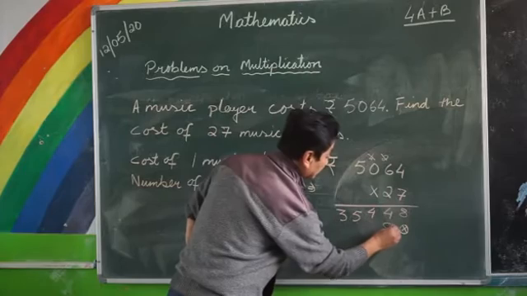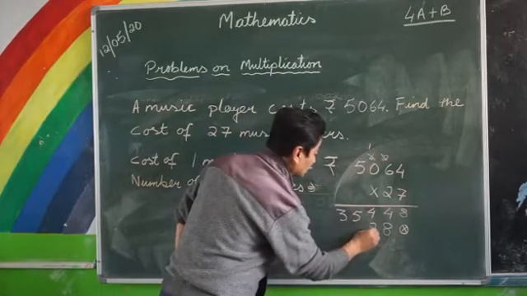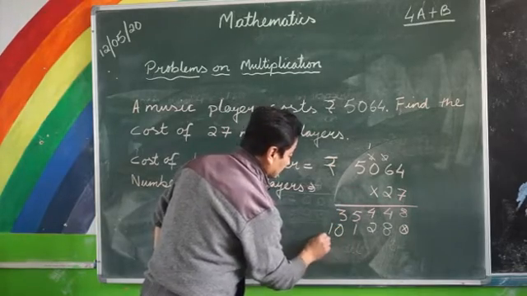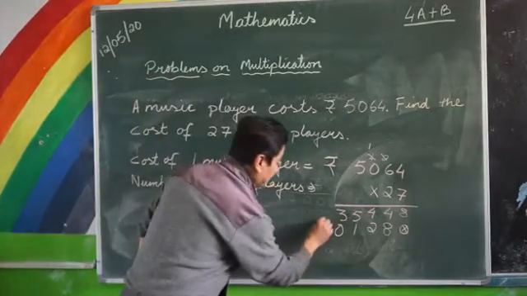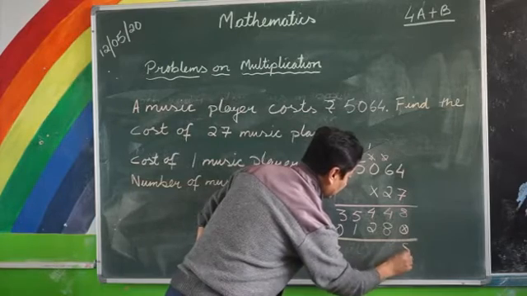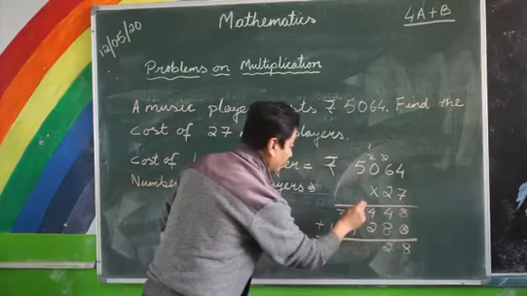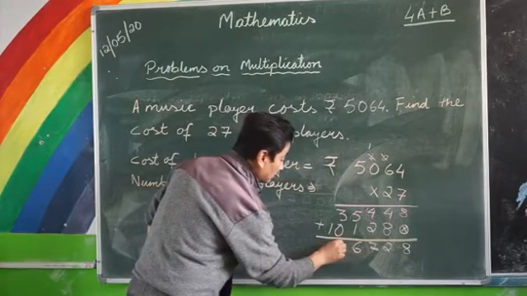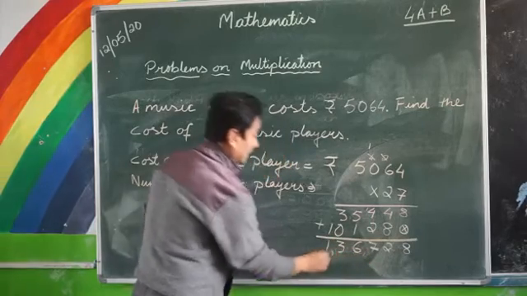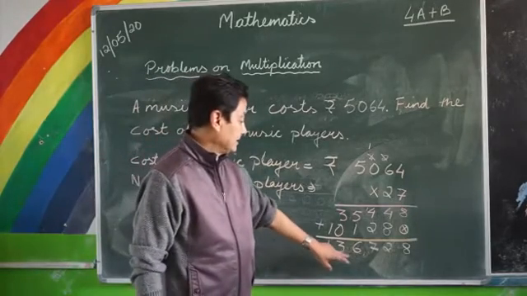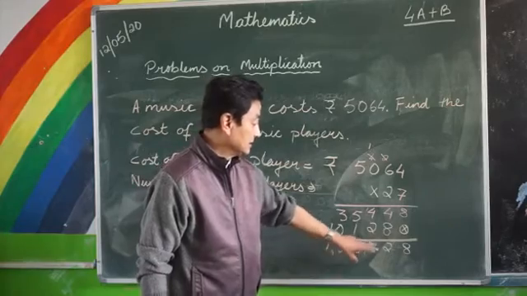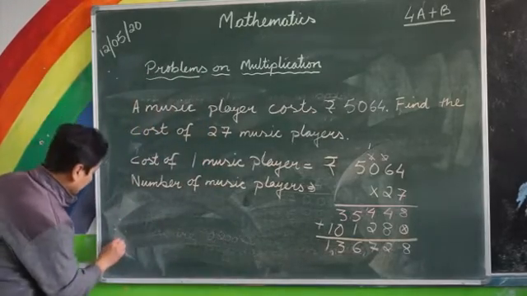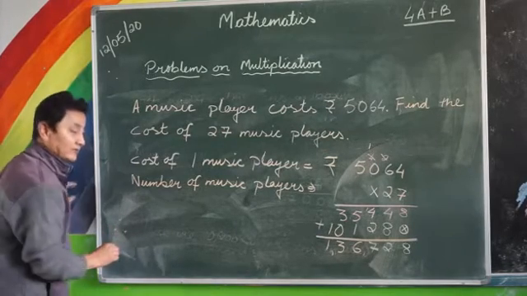2 fours are 8, 2 sixes are 12, 1, 2, 2 zeros are 0 plus 1, 1, very good. 2 fives are 10. So to find the answer, we must add. 8 plus 0, 8, 8 plus 4, 12, 1, 2, 4, 5, 6, 7, 5 plus 1, 6, 3 plus 0, 3, and 1. So the answer we've got is 1,36,728. Our answer is not complete. Now we have to write it in a statement. Therefore, again, 3 dots. That is the short form of therefore.